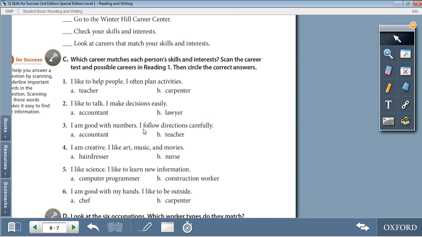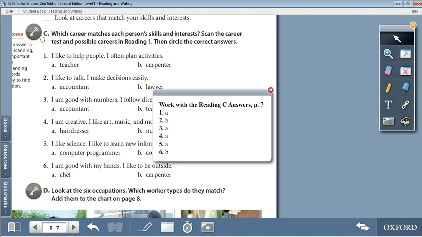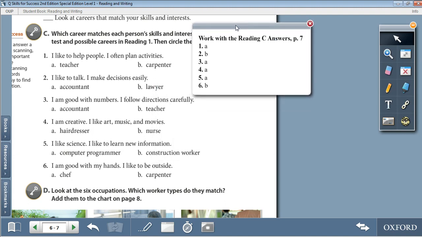Moving on to activity C. Which career matches each person's skills and interests? So here are some skills and interests, and you need to choose the correct career that matches these skills and interests. Number 1, I like to help people. I often plan activities. So the right career is teacher that matches these skills and interests.